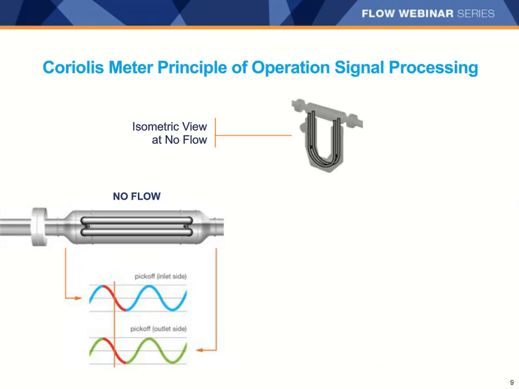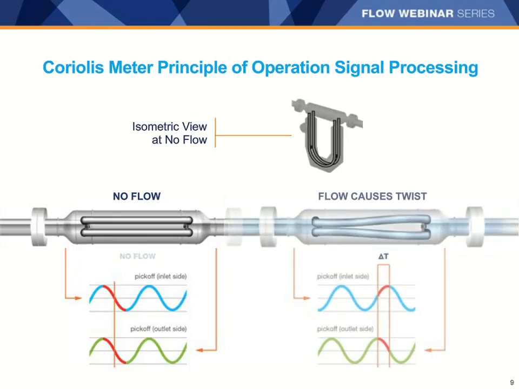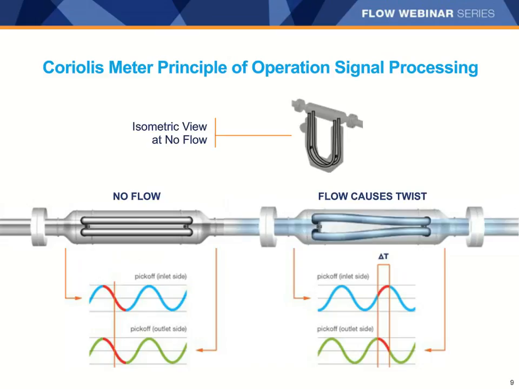When the flow starts to pass through the meter, the flow tubes begin to twist, as you can see in this view to the right. The electronics sees this twisting as a shift in the phase or time delay between the signals coming from the two pickoff coils, and we have a mass flow measurement.